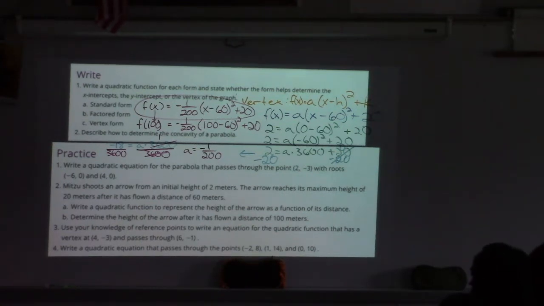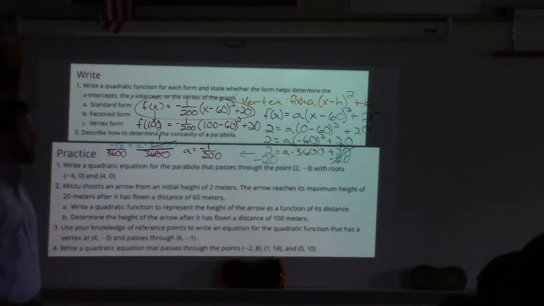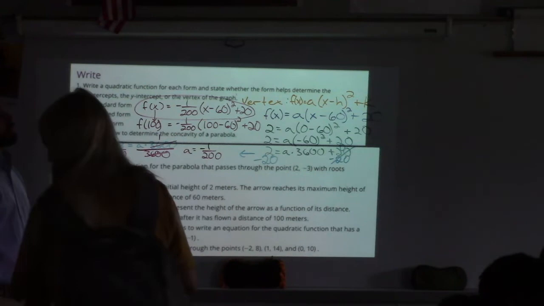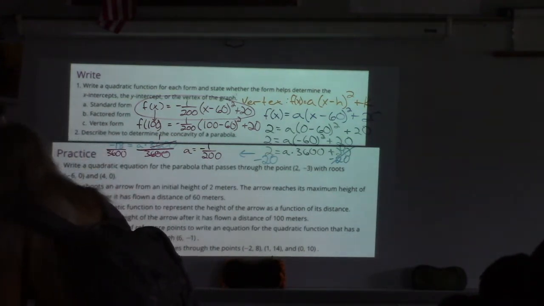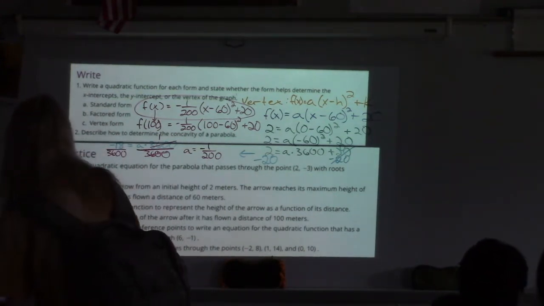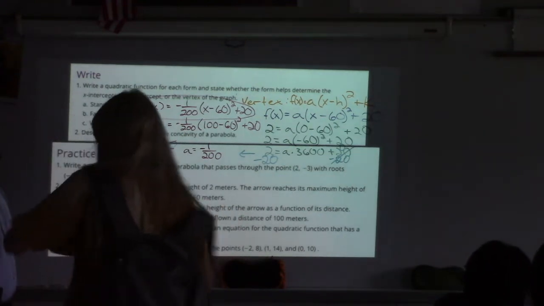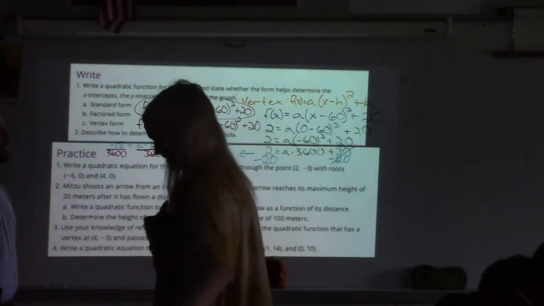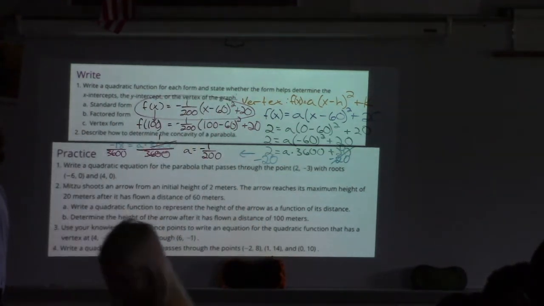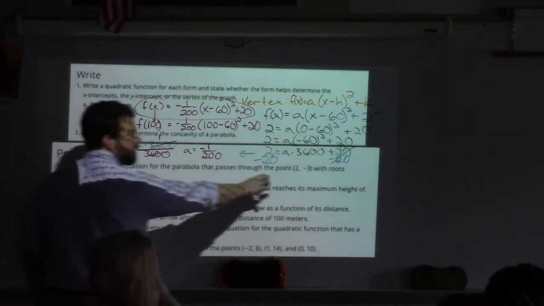So I hear factored from more people than I hear vertex. What do you think, CD? I hear you saying vertex. Why are you thinking vertex? The first one is vertex form. Is the first point a vertex though? Does it tell us that? It doesn't say it's somewhere in. It just says it goes through that point. We need to be careful. It never tells us this is the vertex.